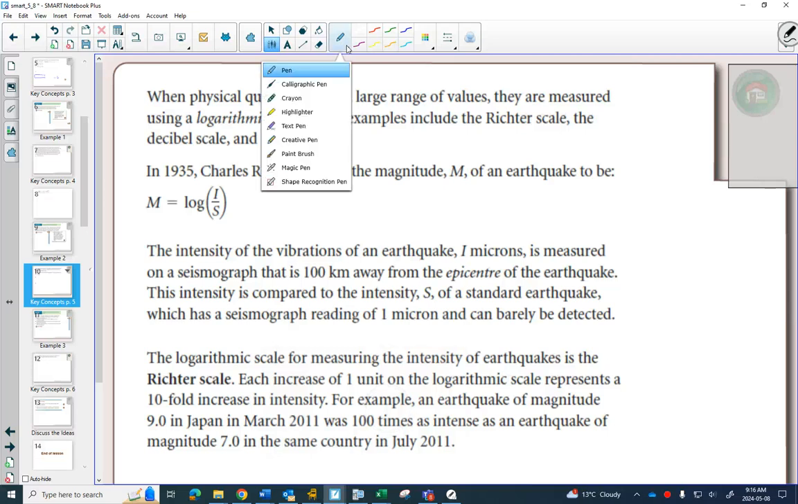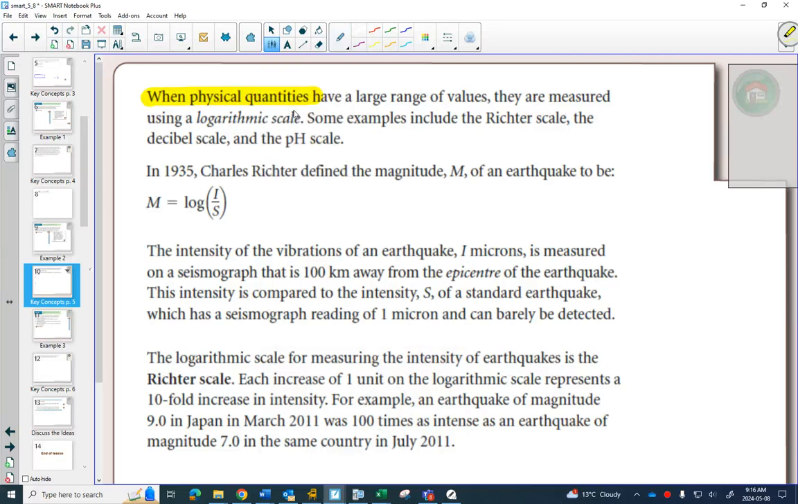So we can highlight this idea when there's a huge range of things, they can be measured in the Richter scale. Examples are, and any one of these could be on your exam, a decibel scale, a pH scale, or a Richter scale. Of those three, the Richter scale is the easiest to work with. And here's the formula.